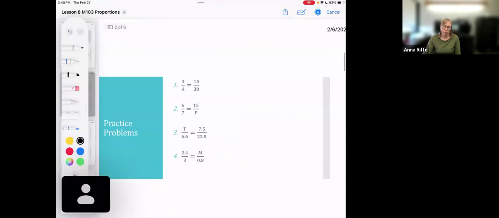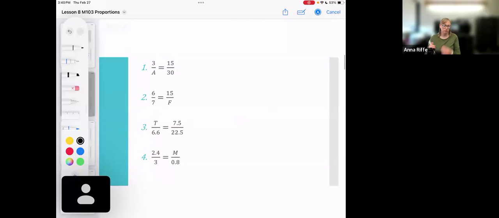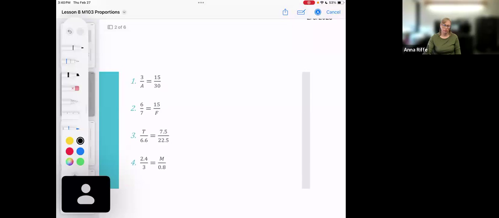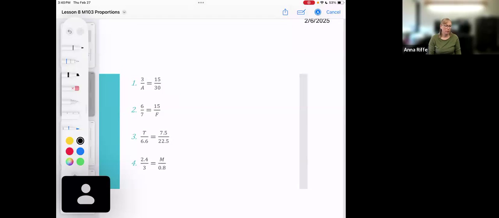So several proportions here. I'll do the first couple, maybe the first 3, and I'll let you do the remainder. So for number 1, again, you can solve it by cross multiplication, or you can solve it using that basic process that we talked about. I'll do this first one using both methods. So number 1, using cross multiplication.